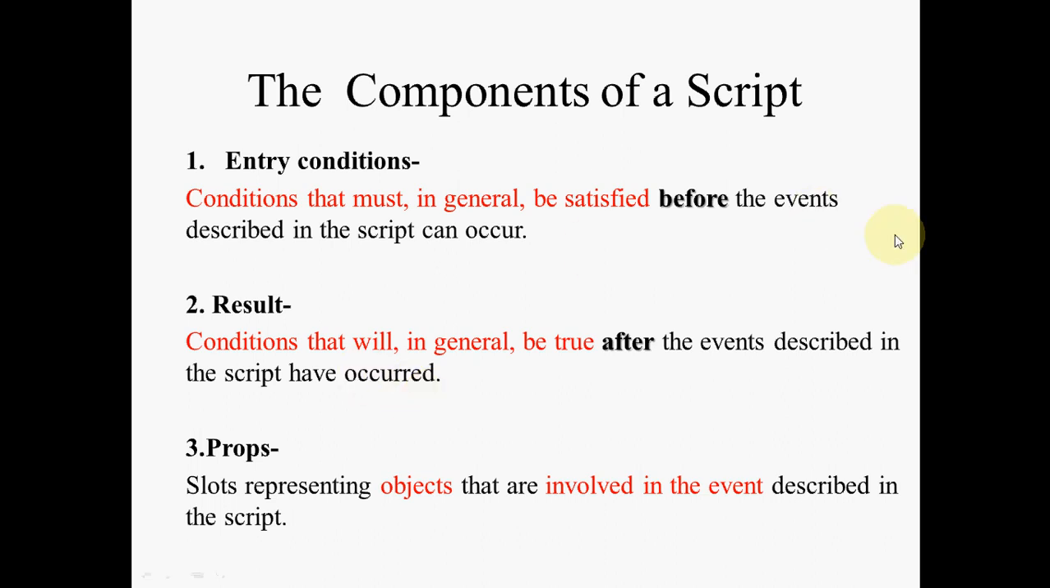Now scripts work like you must have seen in movies and plays. There are things called props, and there are actors and so on. Similarly, in the script, the third component is called props. Props are the slots representing the objects that are involved in the event described in the script. For example, if it is a classroom, then bench, duster, whiteboard, all these are props.